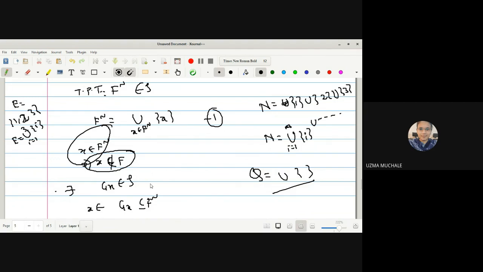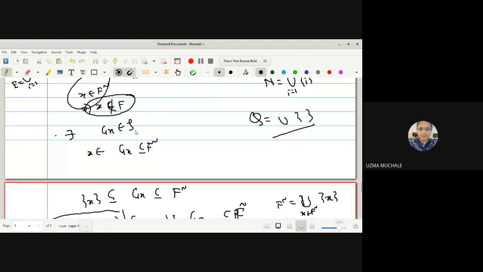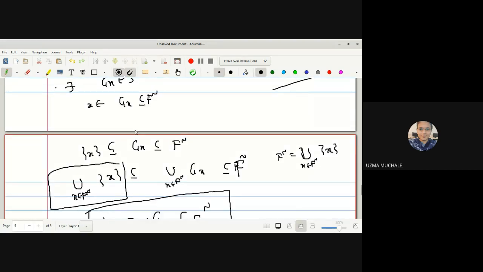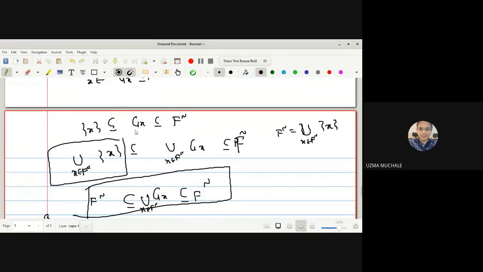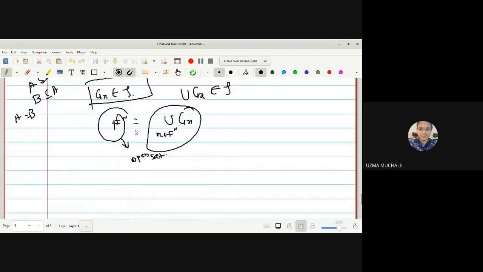Here X is a member of F complement. We have selected X to be a member of F complement. If it is a member of the complement, it is not a member of the set itself. And we have to use property one, in which there exists an open set which contains this condition. Now this X as an element, we can write as belonging to Gx. And if I am writing this in the form of a set, I have to write this singleton X as a subset of Gx. Now just take a union on both sides and you will get the result.